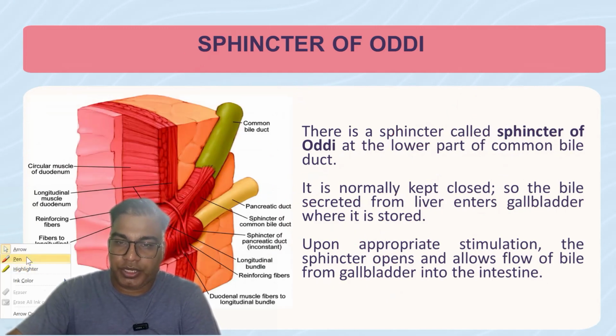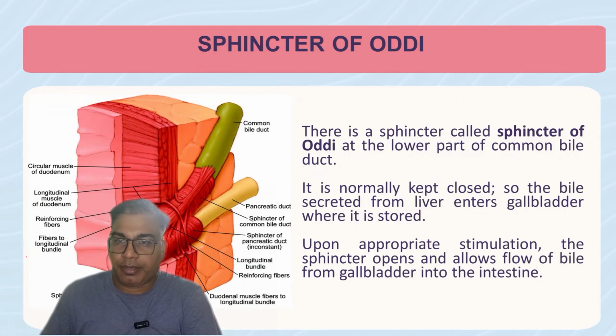This is a more detailed diagram of these sphincters, mainly the sphincter of Oddi. This one is the common bile duct. This one is the right hepatic duct, the left hepatic duct. This one is the cystic duct, and finally it is forming the common bile duct.